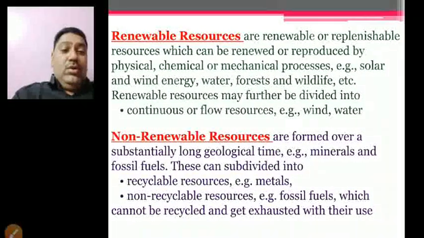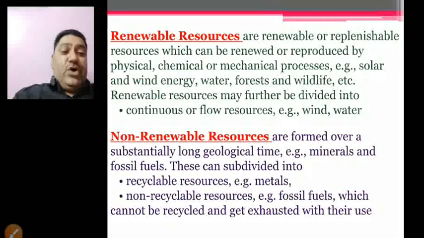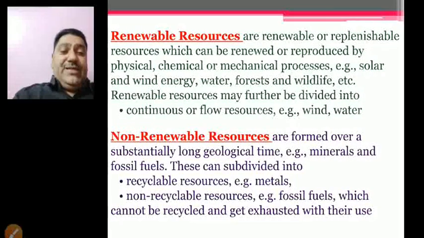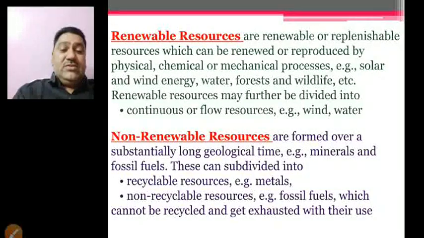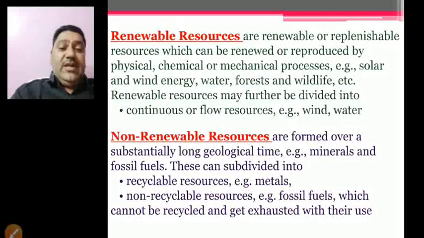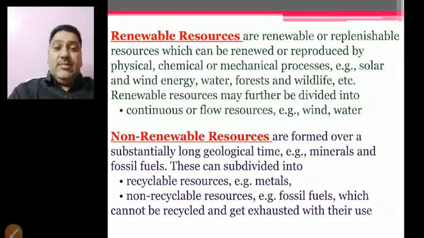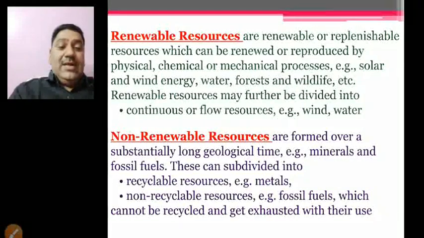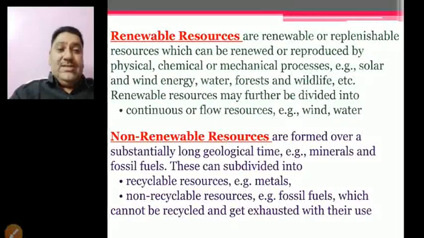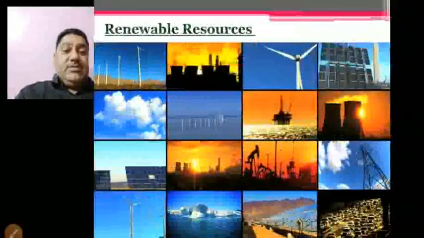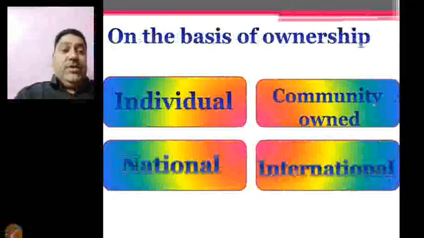Now, coming to non-renewable resources, they are formed after a long geological period of time. That is, they take millions of years for formation. Examples are minerals, fossil fuels, etc. And these can be further classified into recyclable and non-recyclable. Recyclable means we can use them again and again, that is, they can be reused, like some metals, scrap metals. Non-recyclable cannot be reused again, like fossil fuels, which include coal, petroleum, natural gas, etc.